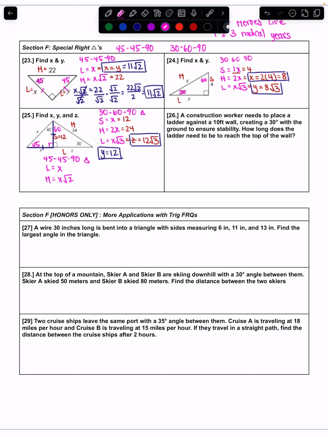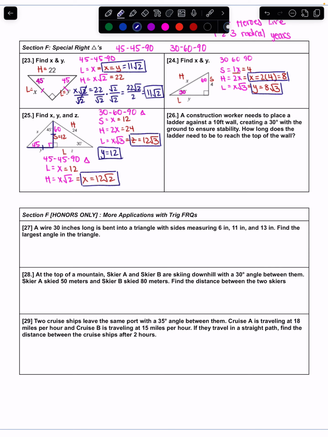All right, so we were given that one of the legs is 12, okay? So this is 12. It's easy to find my hypotenuse. My hypotenuse is my x value, and we just plug in x equals 12. So 12 rad 2 will give me my x value, okay? And that's my answer for number 25. So x equals 12 rad 2, y equals 12, and then z equals 12 rad 3, okay?